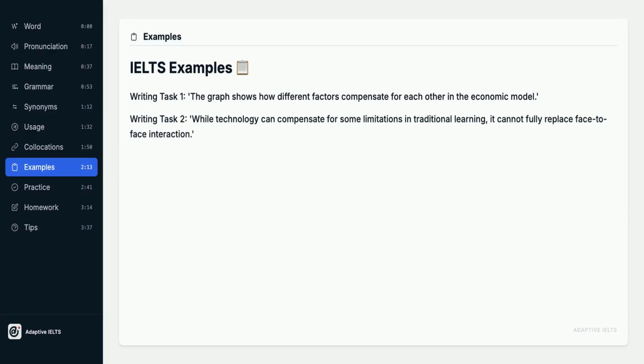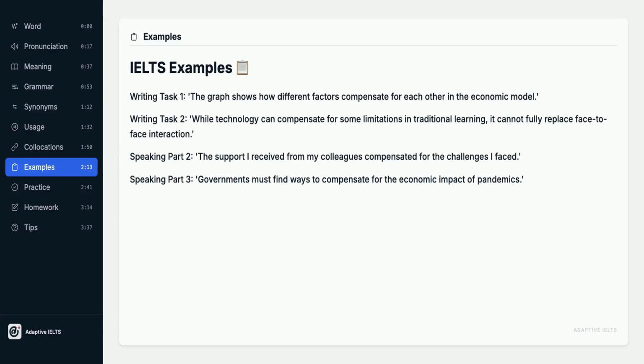Writing task 1. The graph shows how different factors compensate for each other in the economic model. Writing task 2. While technology can compensate for some limitations in traditional learning, it cannot fully replace face-to-face interaction. Speaking part 2. The support I received from my colleagues compensated for the challenges I faced. Speaking part 3. Governments must find ways to compensate for the economic impact of pandemics.